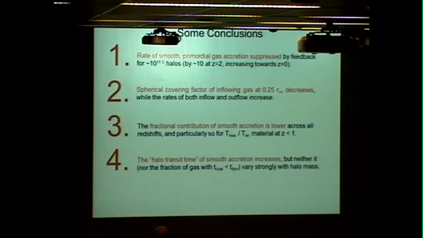And the halo transit time, or the halo traversal time, for smoothly accreting gas increases when you have the feedback, but neither it nor the fraction of gas with short cooling times varies very strongly with halo mass. And this implies, again, that we don't see strong evidence for a critical halo mass in this range, at least in these two quantities that I've measured. Thank you.